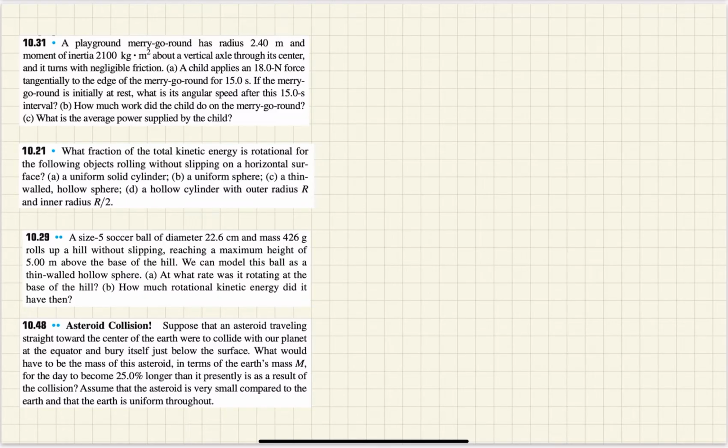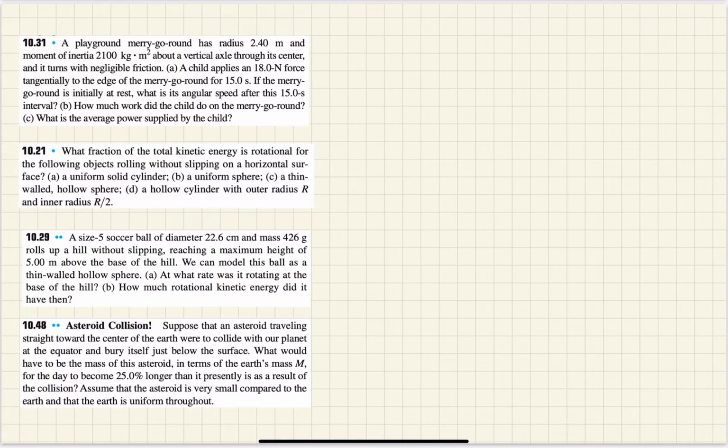For this one, we got a merry-go-round, radius 2.4 meters, moment of inertia of 2100, vertical axle to the center, turns with negligible friction. Child applies 18 newton force tangentially for 15 seconds. If the merry-go-round is initially at rest, what is the angular speed after this 15-second interval? All right, so that's just kinematics, right?